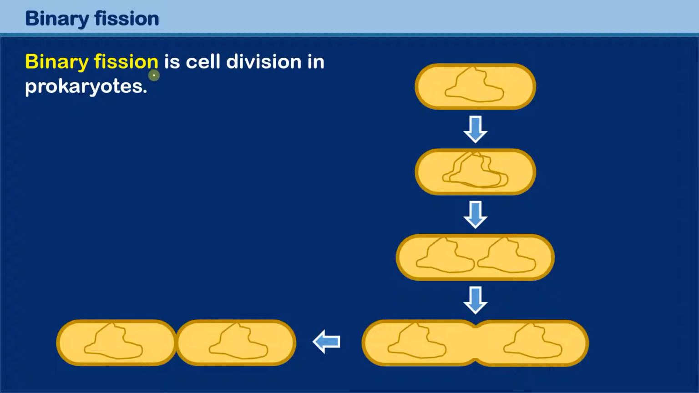And cell division in eukaryotes, which is a huge topic that I'm going to cover later, is referred to as mitosis. So right now we're going to look only at binary fission. Binary means into two, and fission means splitting into two.